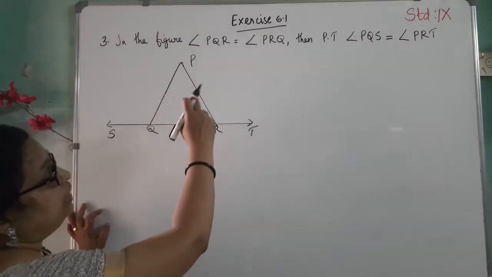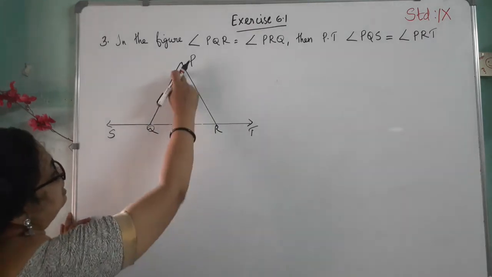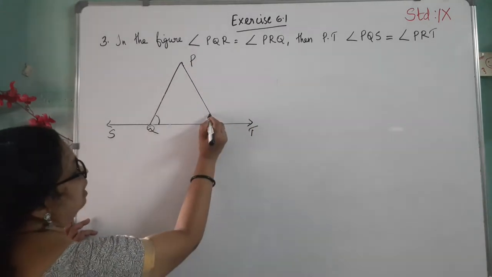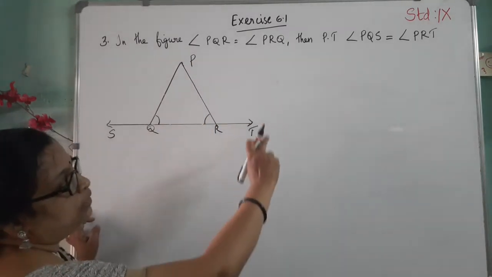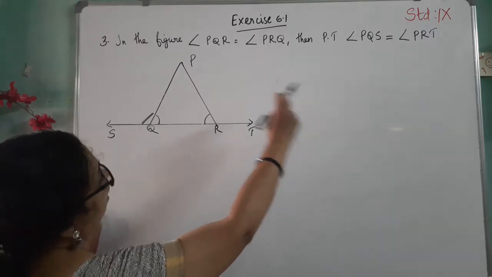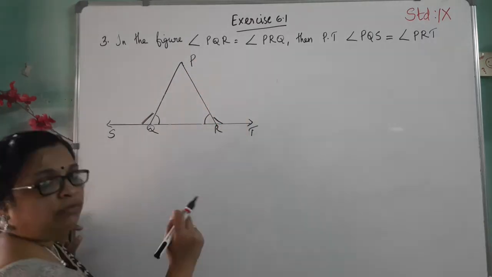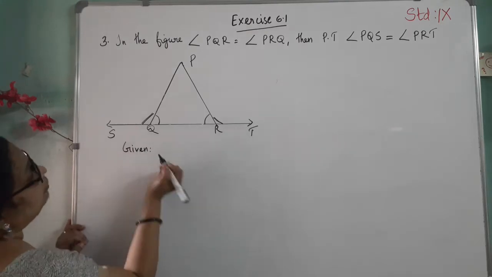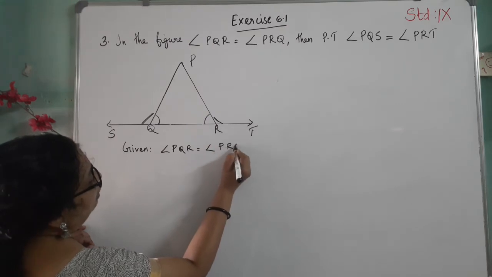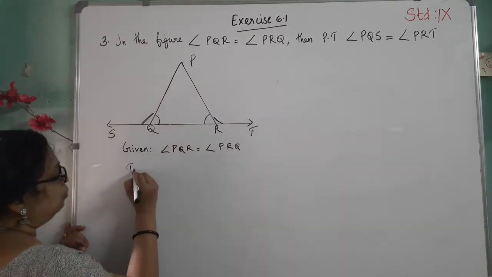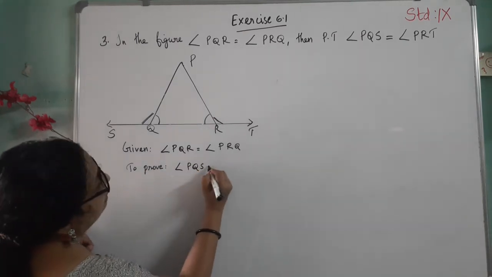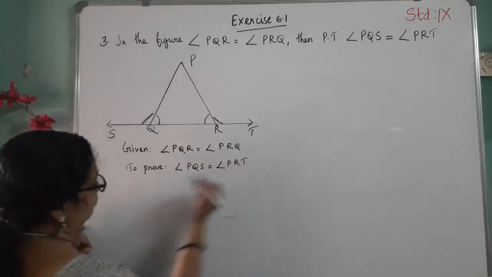Third question. In the figure, angle PQR, this angle, equal to angle PRQ, this angle. So these two angles are equal. Then prove that angle PQS, this angle, and angle PRT, this angle, are equal. Given angle PQR equal to angle PRQ. To prove what? Angle PQS equal to angle PRT.